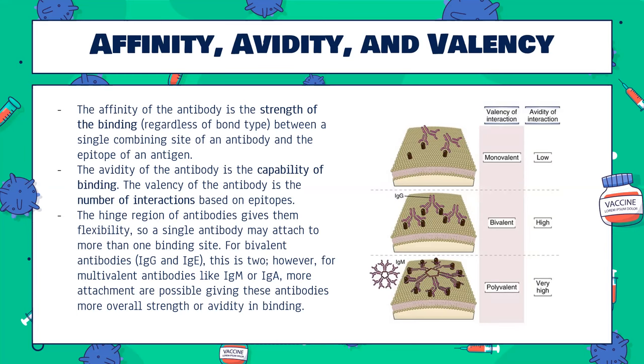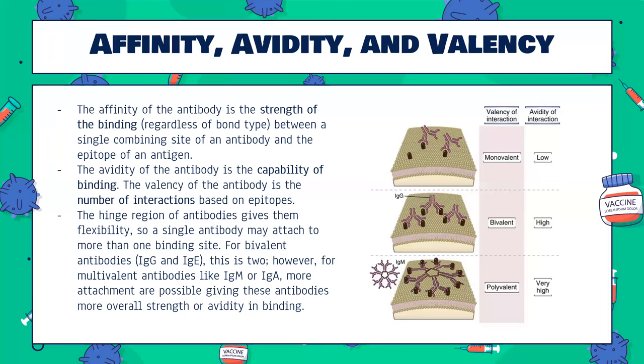And it's the number of interactions based on the epitopes. So let's say I was presented with a specific antigen. If I were to look at that antigen, I'm going to be like, okay, that is an antigen, but I don't recognize anything on it. I don't actually see anywhere where I can bind. In that case, I have a low avidity.